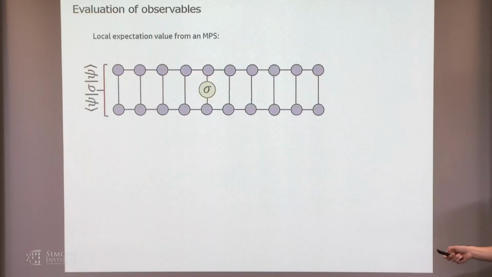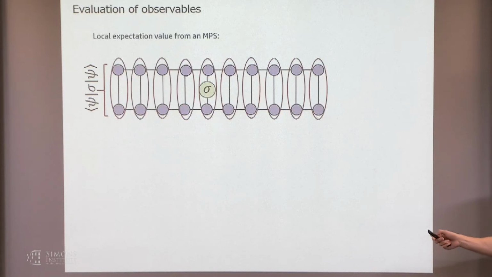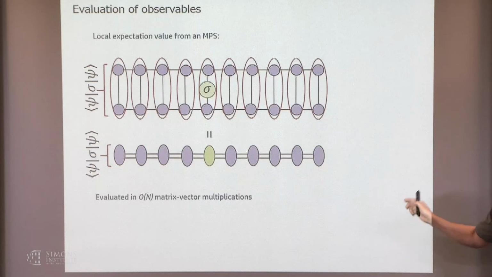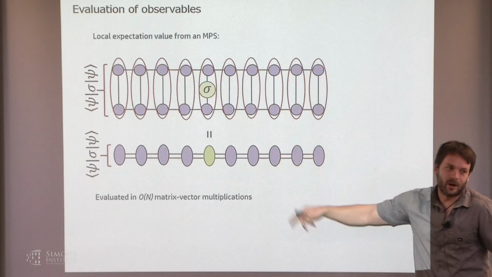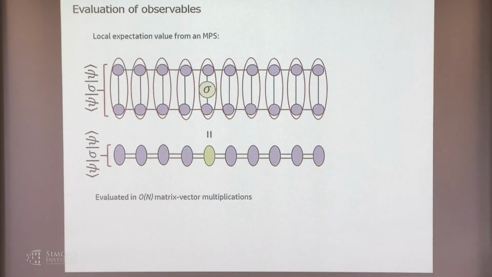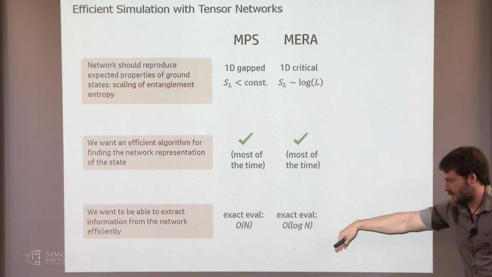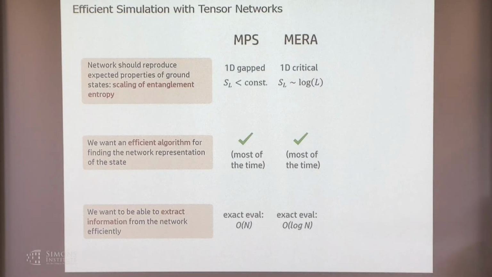And just to give you a picture of what this looks like, here is the bra and the ket of a matrix product state. I want to evaluate some observable. I can just do some contraction of the top and the bottom. And then the thing I'm left to evaluate in order to evaluate this expectation value is just a product of a vector multiplied by a matrix many times. So this is clearly an order n operation. This is something that's efficient. Okay, and the MERA is similar, except you have only log n iterations.